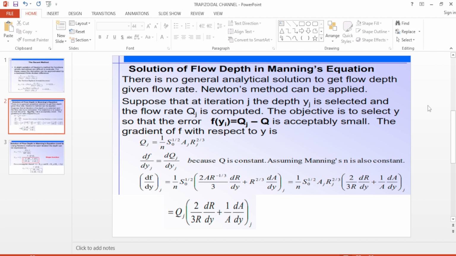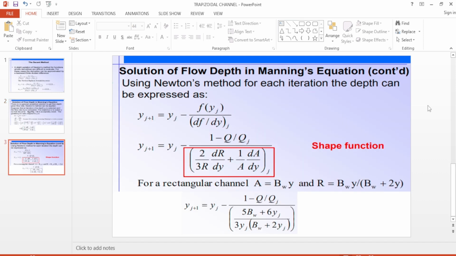acceptably small. The gradient of f with respect to y is qj equal to 1 over n times s to the power of 1 over 2 times Aj times R to the power of 2 over 3. So this is very important. Also, you have to know this important formula to solve the depth of a rectangular or trapezoidal channel. This is for a rectangular channel.